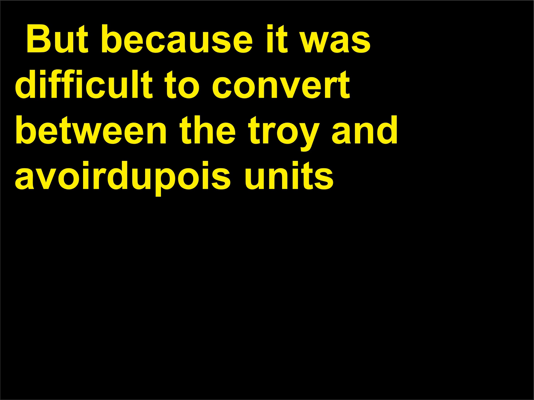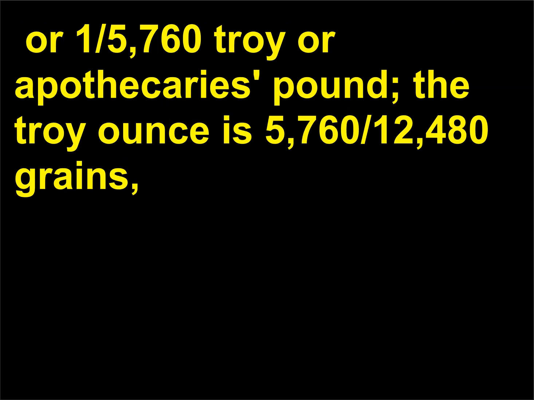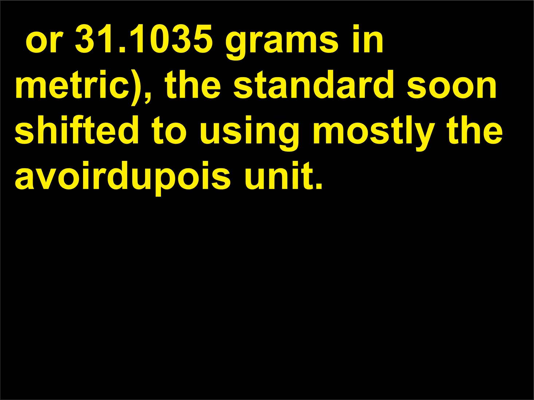But because it was difficult to convert between the troy and avoirdupois units, the avoirdupois ounce is 7,000/16, or 437.5 grains, and 1 grain equals 1/7,000 avoirdupois pound, or 1/5,760 troy or apothecaries pound. The troy ounce is 5,760/12, or 480 grains, or 31.1035 grams in metric. The standard soon shifted to using mostly the avoirdupois unit.